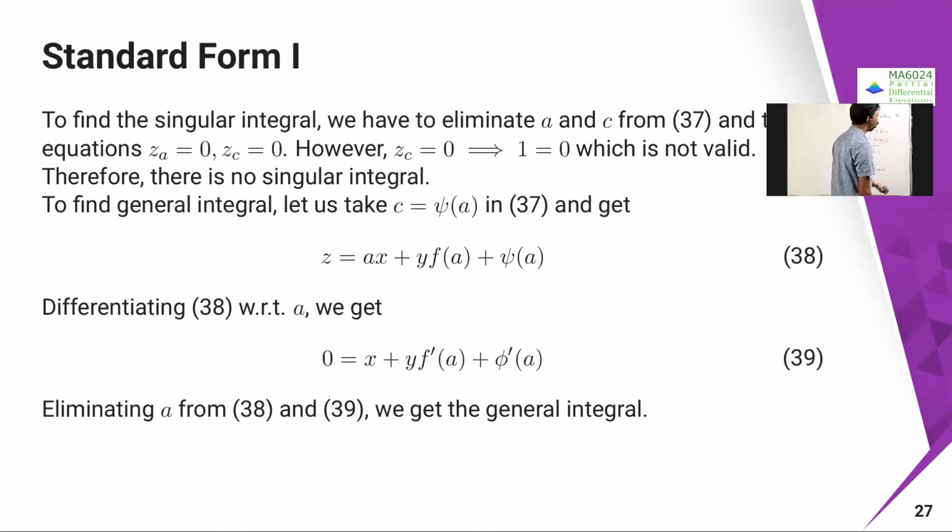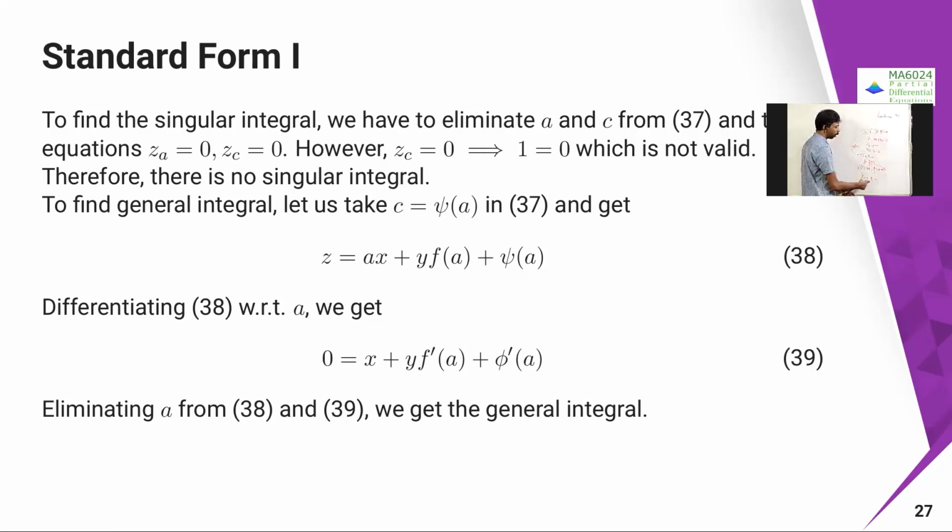Okay, for the singular integral, what do we have to do? To find the singular integral for this problem, we have to eliminate a and c from this equation. So these are the equations we have, and then you have to calculate Za equal to 0, Zc equal to 0. From these three equations, you have to eliminate a and c.